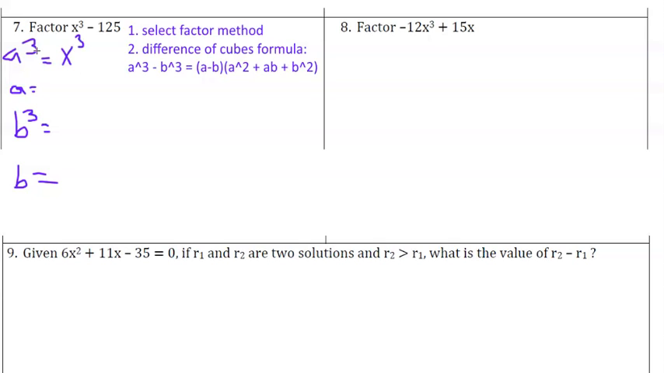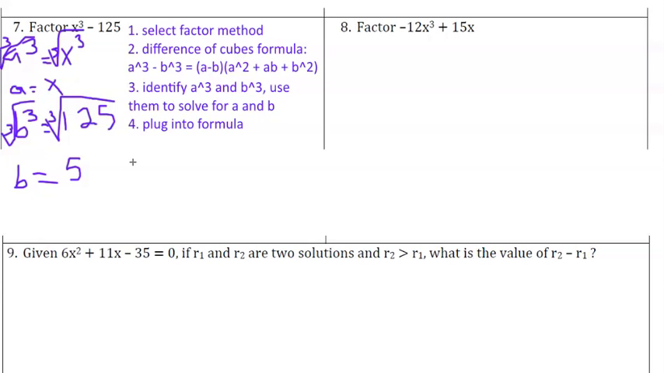To solve for this, to get rid of the cube, you want to take the cube root of each side. So you have a equals x. Our b cubed is 125. We'll take the third root from each side, and you get b equals 5.